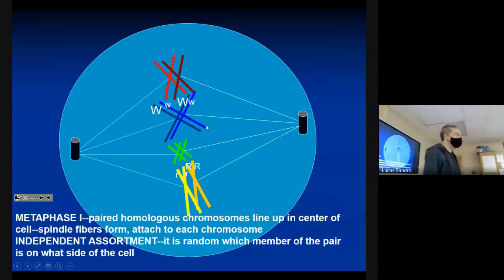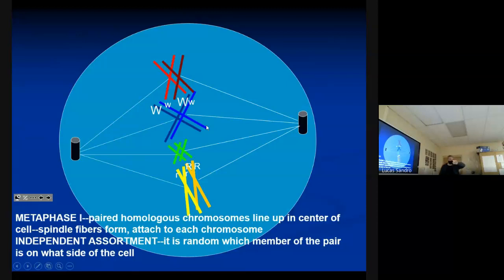For you, when you have 46 instead of 8 chromosomes, it's 2 to the 23rd, which is a lot of different possibilities of the ways your pairs of chromosomes can line up. So we're talking about a lot of variation that gets created by this step, just like a lot of variation was created by crossing over.